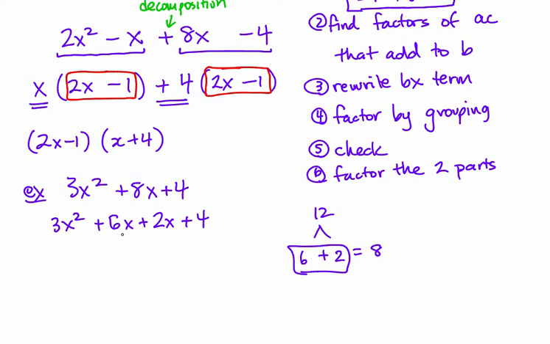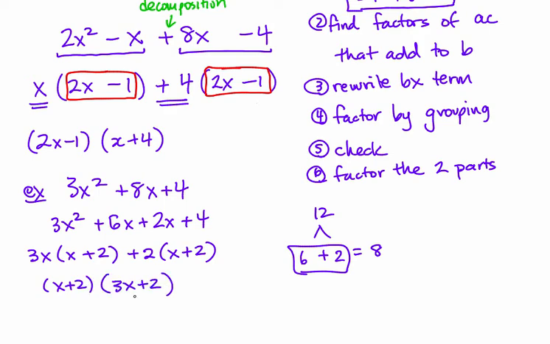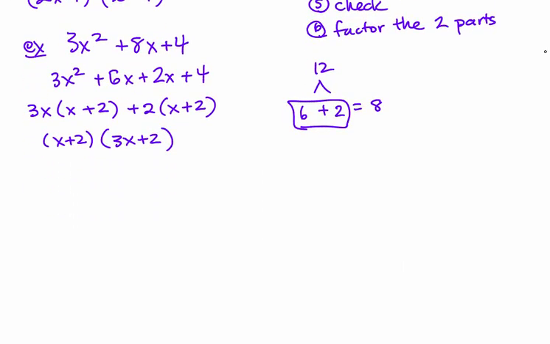I group, so I look at the first 2 and I factor out a 3x, leaving over x plus 2. I look at the last 2, I factor out a 2, leaving over x plus 2. You check that these x plus 2's are the same, and they are, and the leftover part is 3x plus 2. So when I take x plus 2 out of here and x plus 2 out of here, I get the 3x plus 2 left over. We need to practice these so we can get up to a decent speed working with these questions. So I'll give you a couple more examples. Okay, 4x squared plus 10x minus 6. Make sure you factor out the common factor of 2 first.